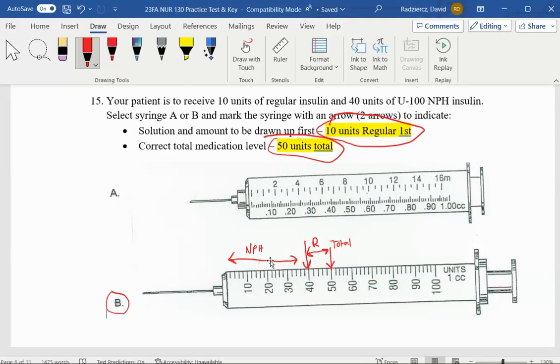So we just have to remember clear before cloudy: regular is clear, NPH is cloudy. Is it clear before cloudy, or cloudy before clear? It's always regular first, and regular is clear. Oh, okay. Clear before cloudy. As long as you remember regular first, because it's never going to be listed as clear or cloudy, but regular is clear. So regular first. Okay, I'm going to put that in with my know-your-conversions.